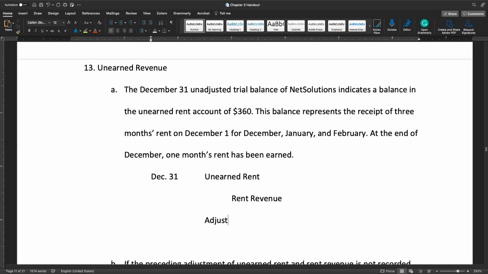We have an adjusting entry for our amount. So we have a balance, $360. How many months did they pay us for? 3. $360 divided by 3, 120. So our journal entry is going to be $120.